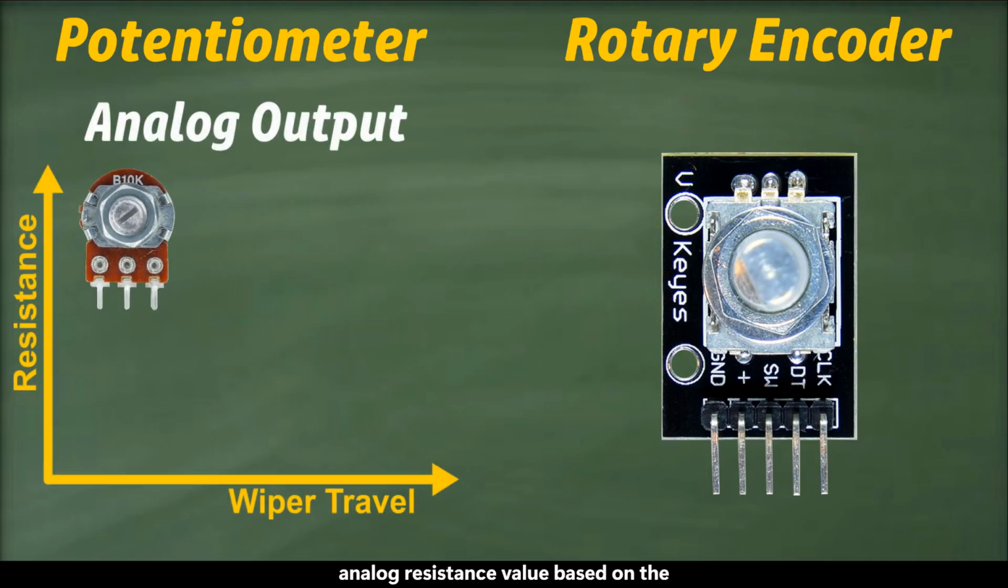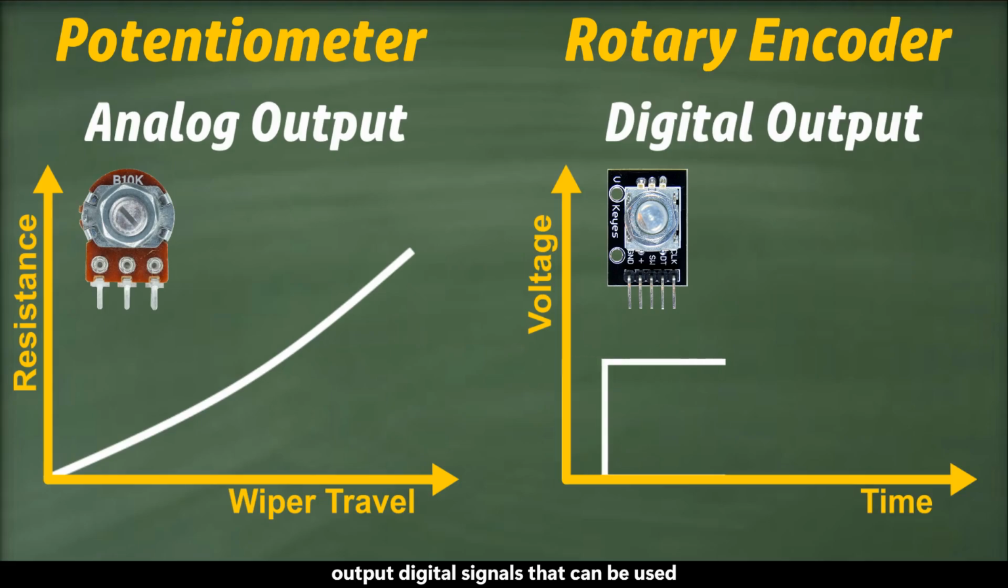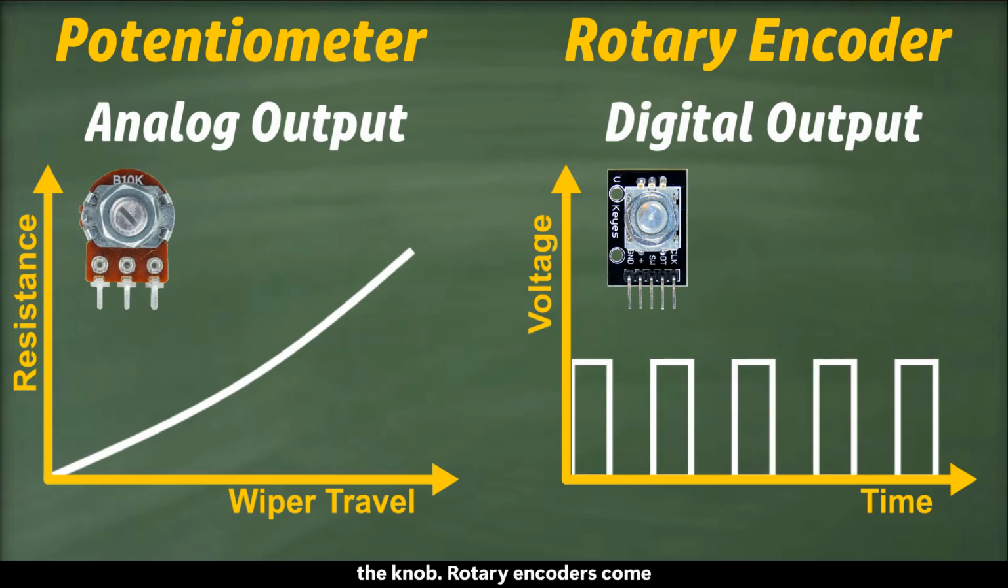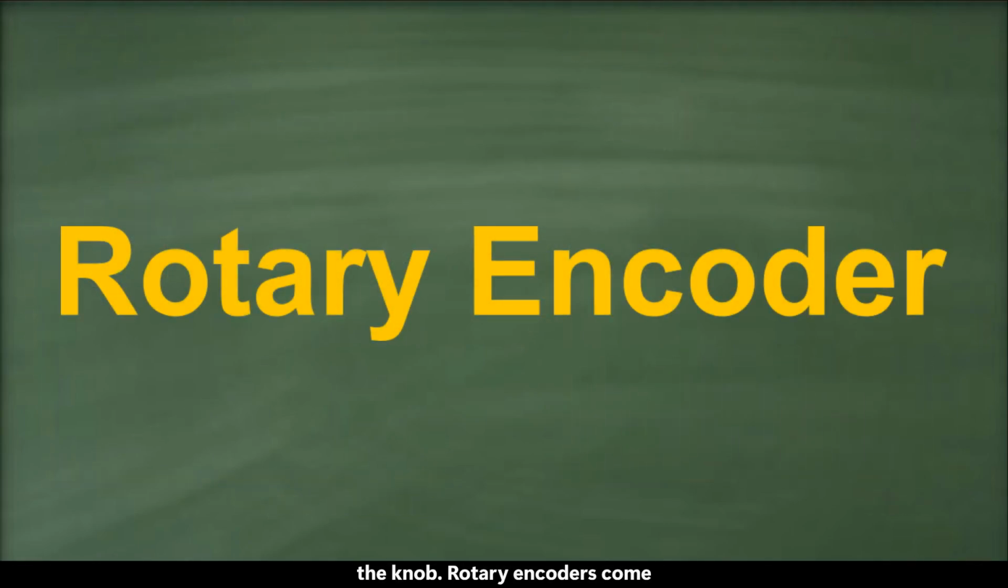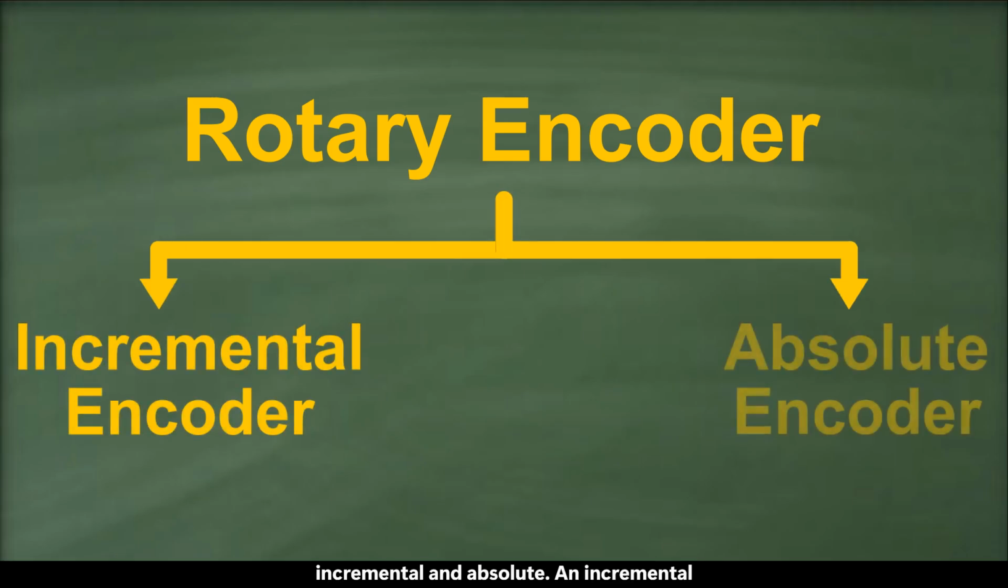Additionally, potentiometers output an analog resistance value based on the position of the wiper on the resistive track. In contrast, rotary encoders output digital signals that can be used to determine changes in the position of the knob. Rotary encoders come in various types, but they are mainly categorized into two groups: incremental and absolute.